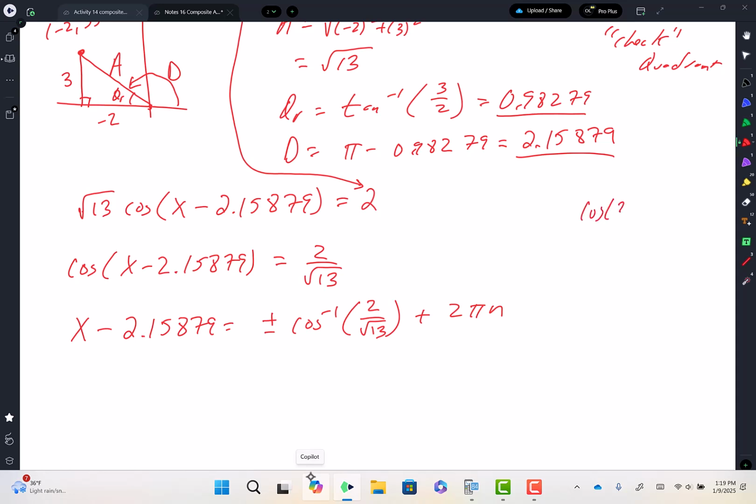Or maybe you like degrees better. There's a side note. Cosine of 30 is square root of 3 over 2, but so is cosine of negative 30. So we use the plus minus to get both my answers, to get both the 30 degrees and the negative 30 degrees. That's degrees, but if it were radians, to get both the pi over 6 and the negative pi over 6.